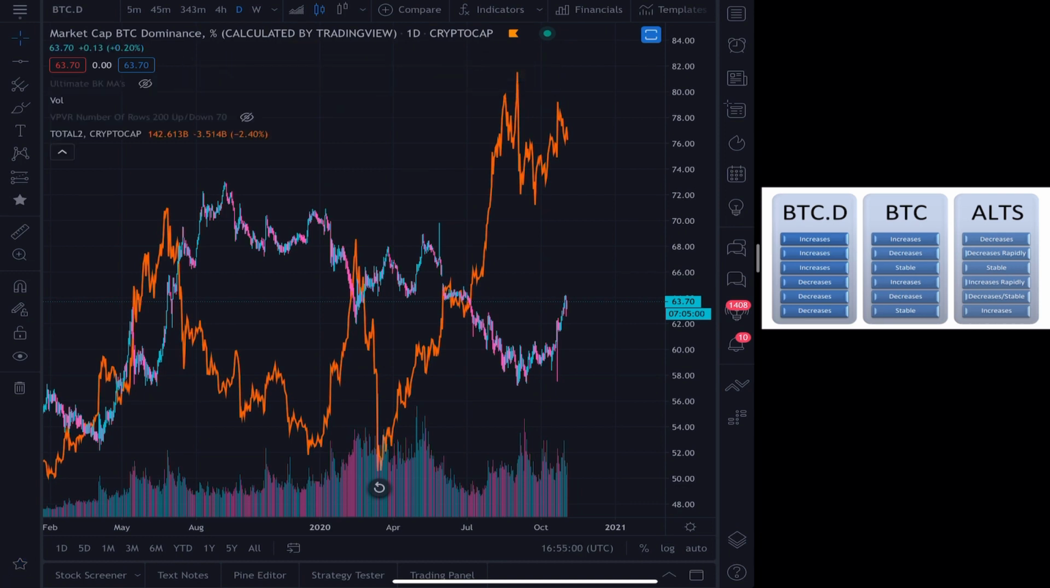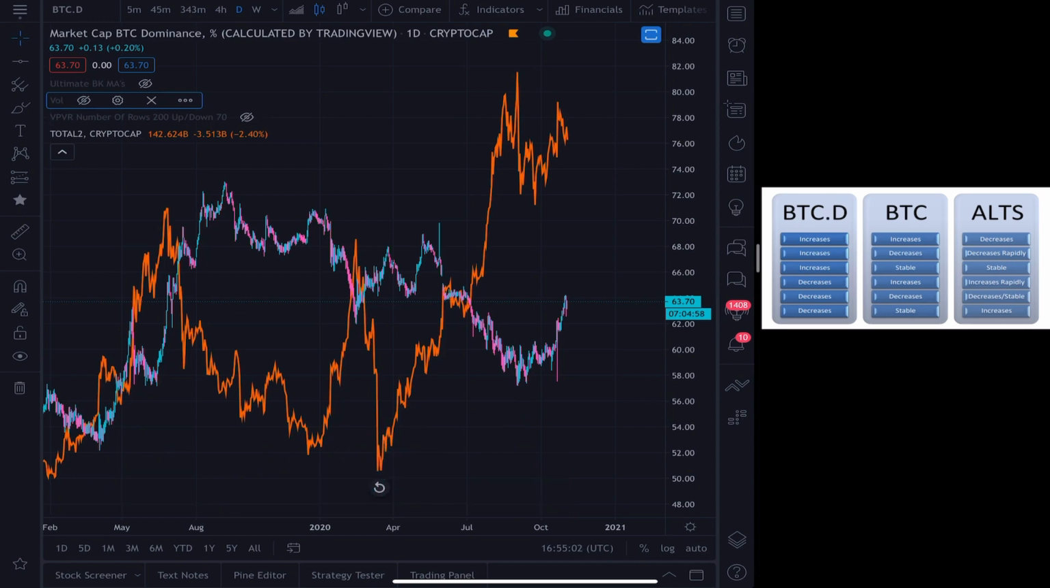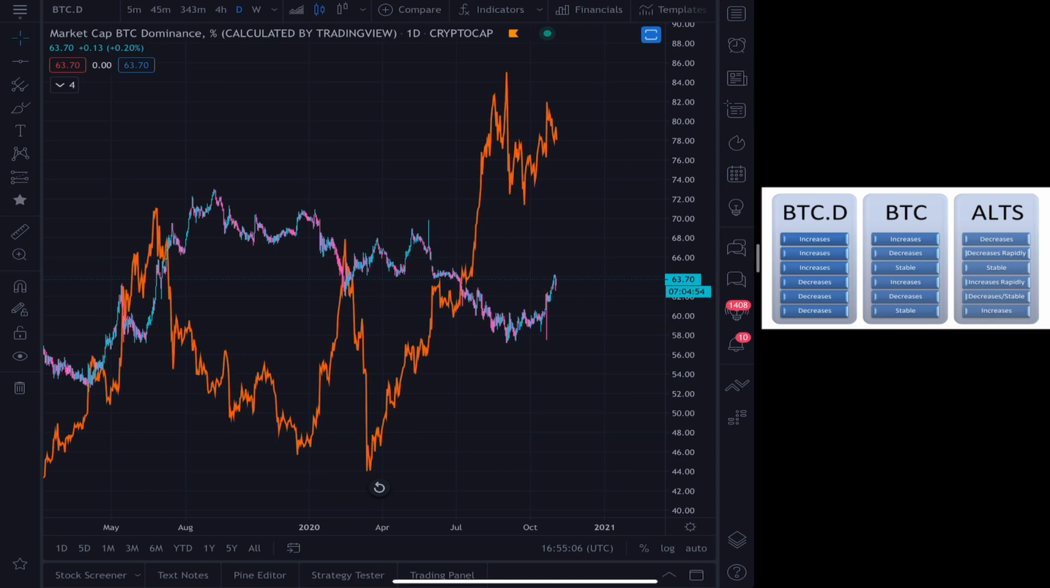Let me just clean up this chart. I'll turn volume off here. We don't need volume. We'll just keep a very clean chart. But typically when Bitcoin dominance is falling, altcoins are going to perform well. So you can see from that point here that as Bitcoin dominance fell, altcoins really got a nice rally. So this is the total market cap for everything that isn't Bitcoin, basically.